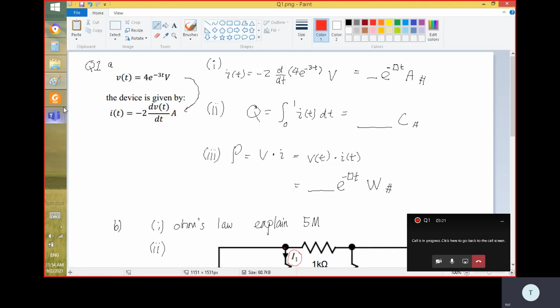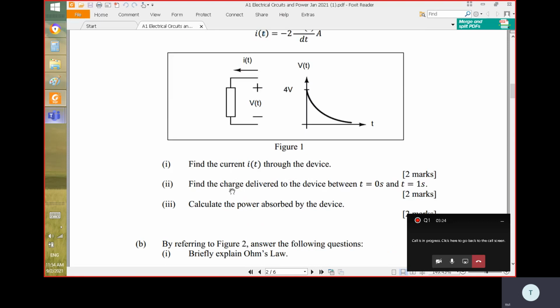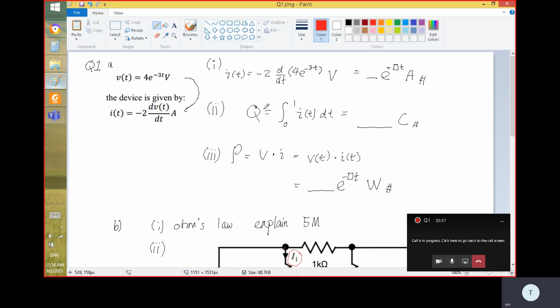For part 2, it is asking for the total charge flowing through this device from t equals 0 to t equals 1. So for this kind of calculation, we have to calculate the total charge from this time to this time, so we need to use the integral, the integration. We can use the formula from physics: charge is equal to the integral of i dt.